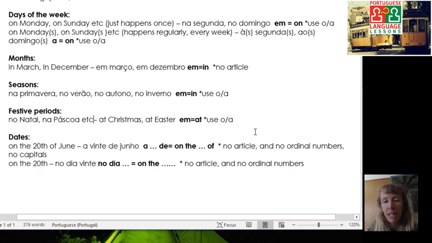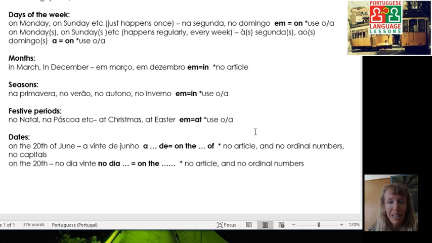And finally, for dates, we could either say for a date on the 20th of June, which would be a 20 de junho, or I can just say on the 20th. In this case, I'll say no dia 20. Okay. Notice with dates, we do not use ordinal numbers, not first, second, third, fourth, just dois, três, vinte, etc. We do not use an article here, no the, and the months don't have capitals.